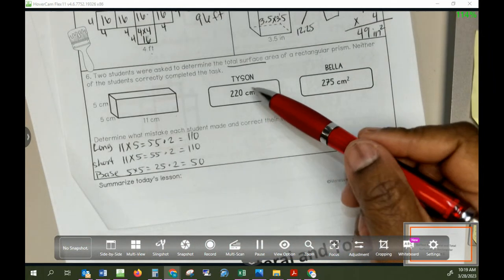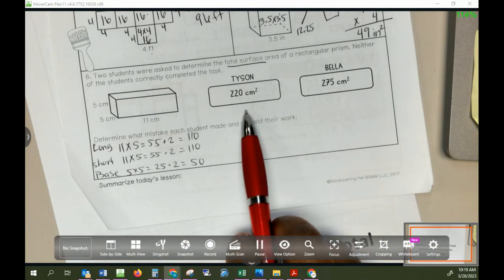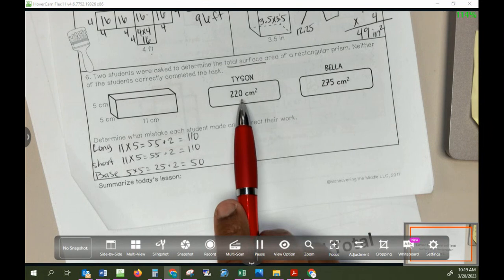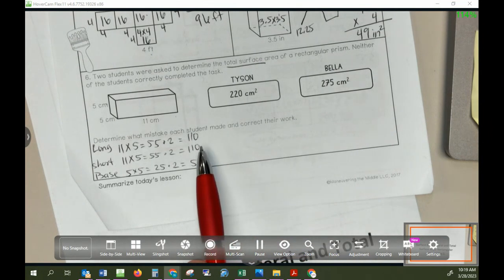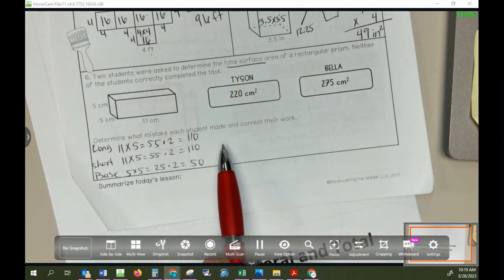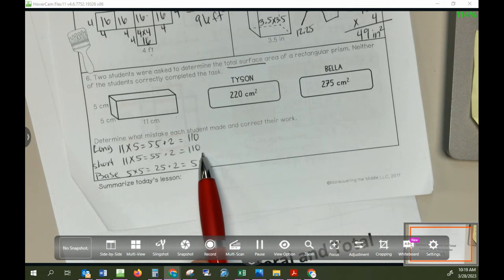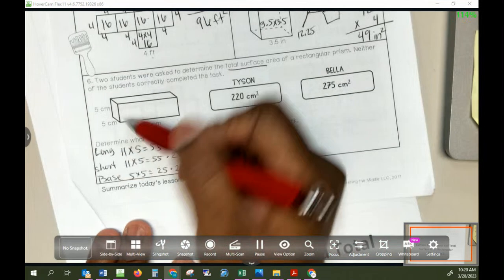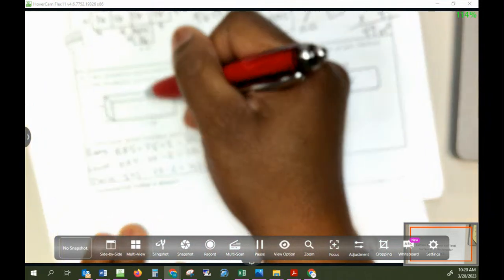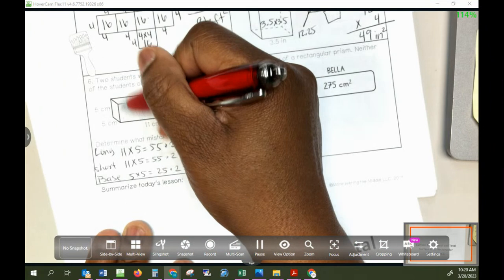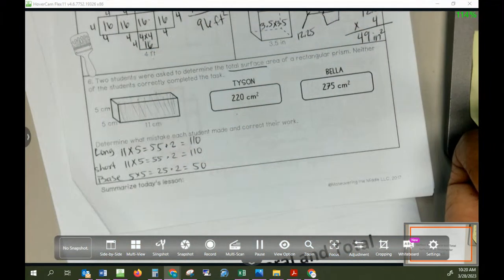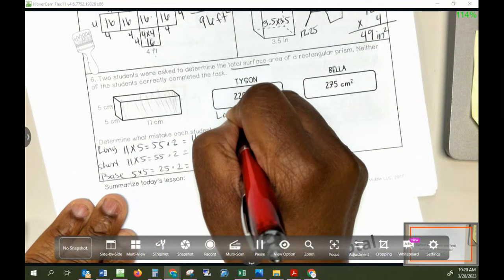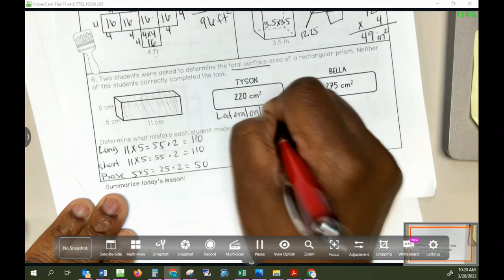So now we have to look at how did they go wrong? How did they get 220 when we got something different? What do you think they calculated to get 220? They only calculated 110 plus 110 and they didn't add the 50. So what did they calculate if they only did this part but not the bases? What is that called? What language are we using? The lateral. So this one calculated the lateral only, right?